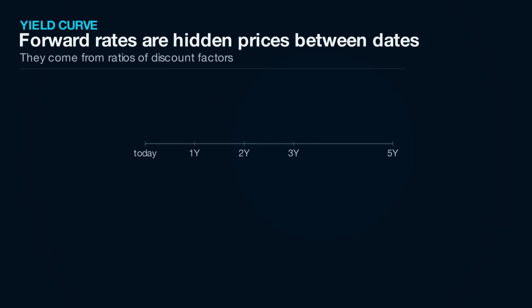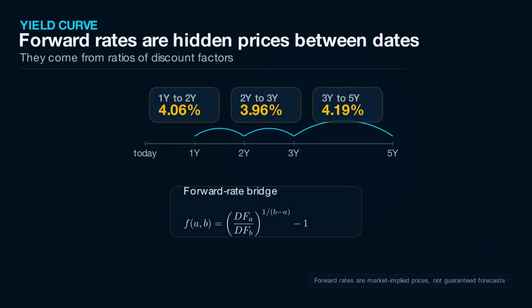Once you have discount factors, you can derive forward rates. A spot rate tells you the price of money from today to a future date. A forward rate tells you the implied price of money between two future dates. In our simplified curve, the 1-year forward rate from year 1 to year 2 is about 4.06%. The 1-year forward from year 2 to year 3 is about 3.96%. And the 2-year forward from year 3 to year 5 is about 4.19%. This is why the curve is not just one line. It is a whole set of implied future prices.